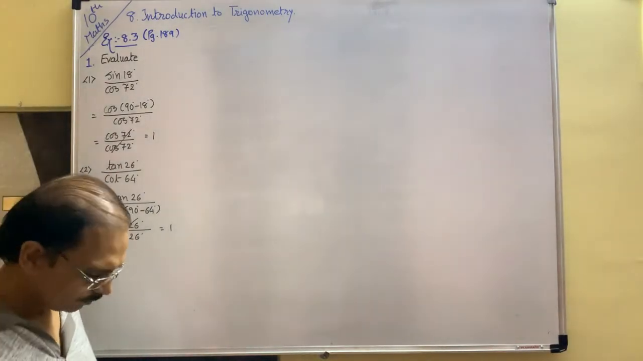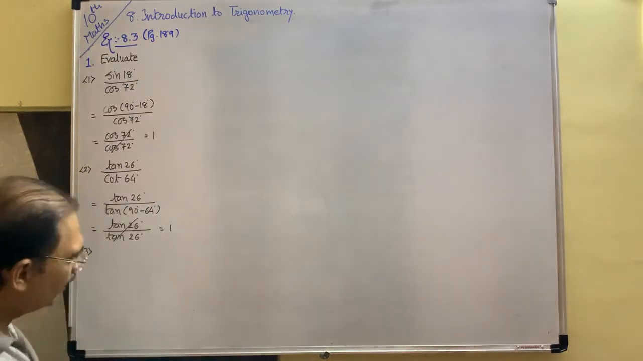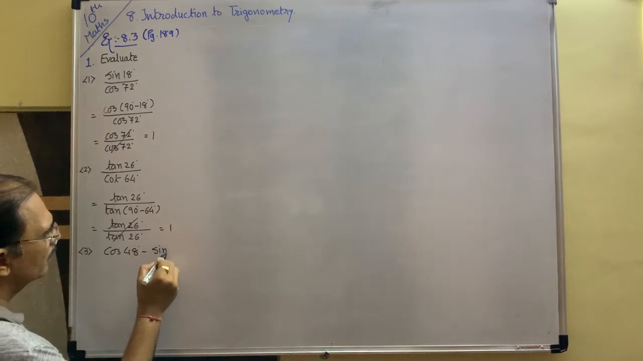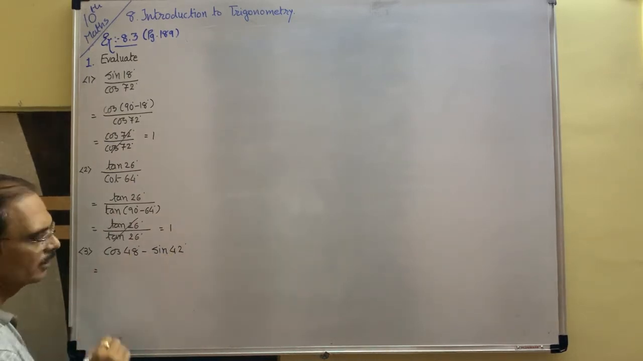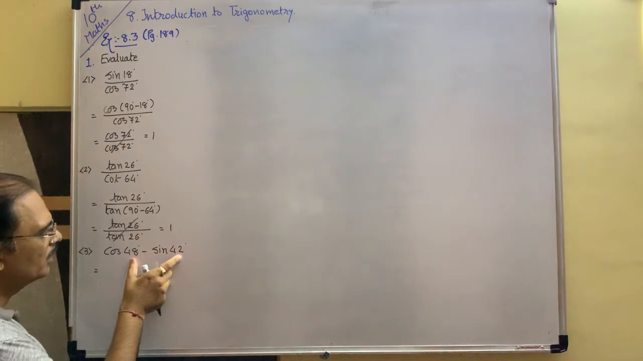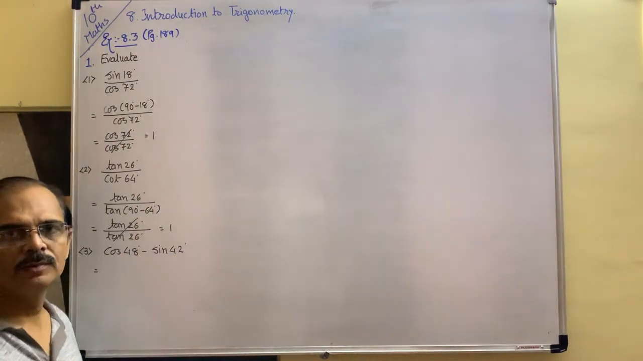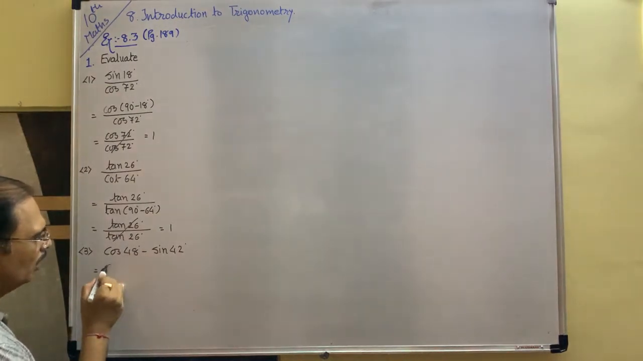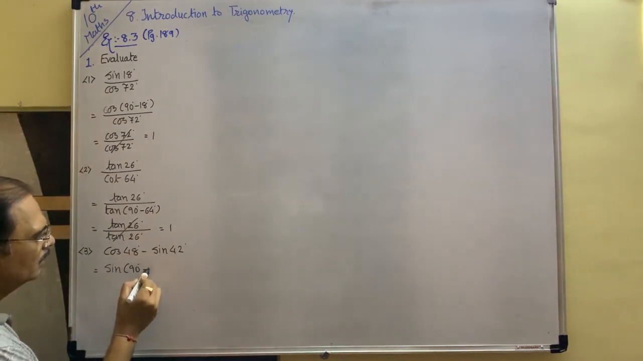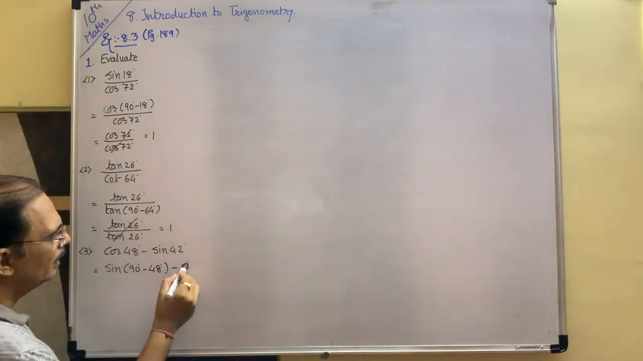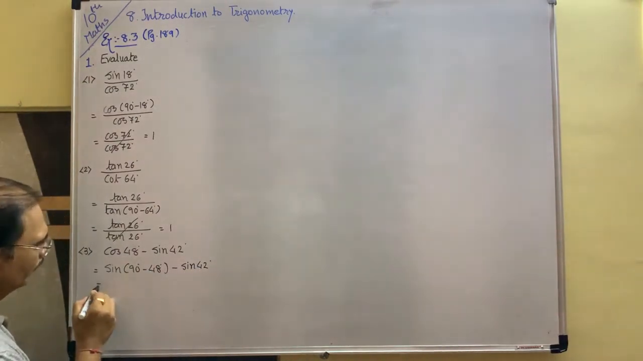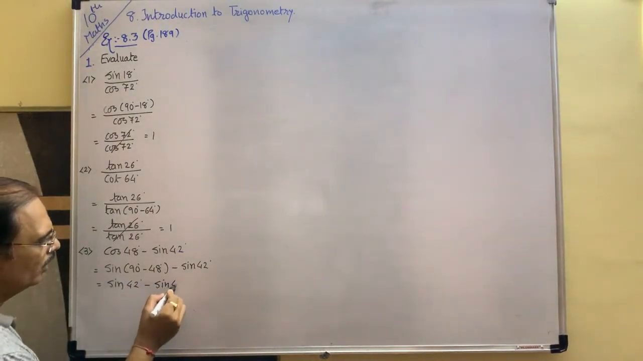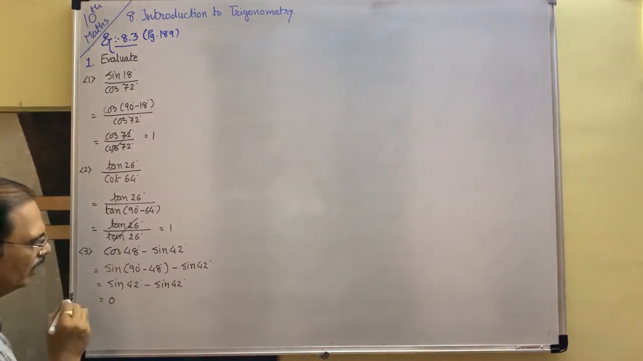Third number: cos 48 minus sin 42. Again, check it: 48 plus 42 is 90, so these two are a pair. Out of these two, change any one. This is cos theta, I should change. Cos theta is sin (90 minus theta), theta is 48, minus sin 42, keep it as it is. So this is sin (90 minus 48), which is sin 42, minus sin 42. Sin 42 minus sin 42 is 0.